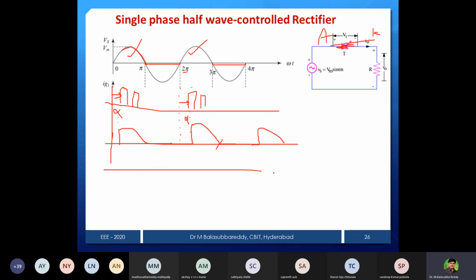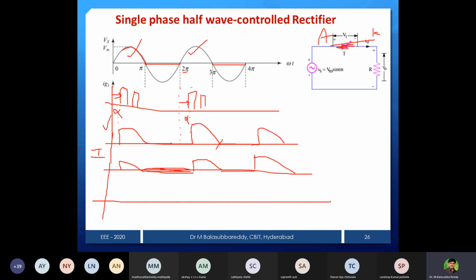How will you get the current waveform? Same only, but magnitude will be a little bit reduced. That's all. So this is positive only, this one, and again 0, again this. So now this is the voltage waveform, output voltage. This is output current. If I want to draw voltage across the device also, when it is on, what will happen? It is off, what will happen?